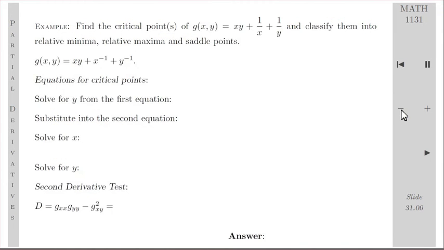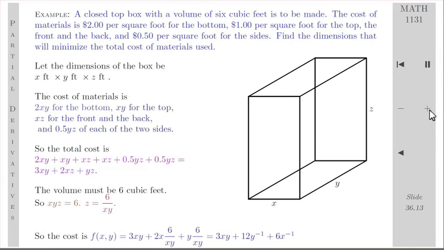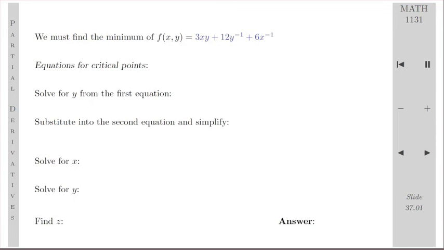This is similar to a problem we did earlier. So except for numbers, it's almost the same as this function. The calculations are going to run similarly. I'm going to find the first order partials, set them equal to 0 and solve. So I have to find the minimum of this function.